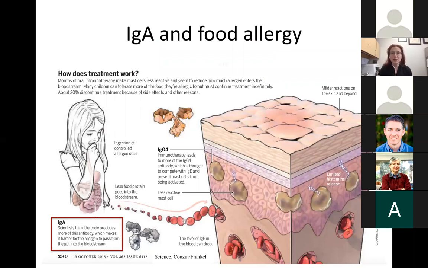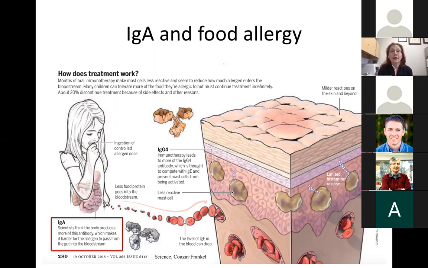And so what you see here is a recent perspective that came out in Science talking about different types of antibodies to allergens, in particular to food allergens. And obviously in allergy, we worry a lot about the IgE antibody because it's the antibody that induces mast cell degranulation and a lot of the pathology we think about with anaphylaxis.